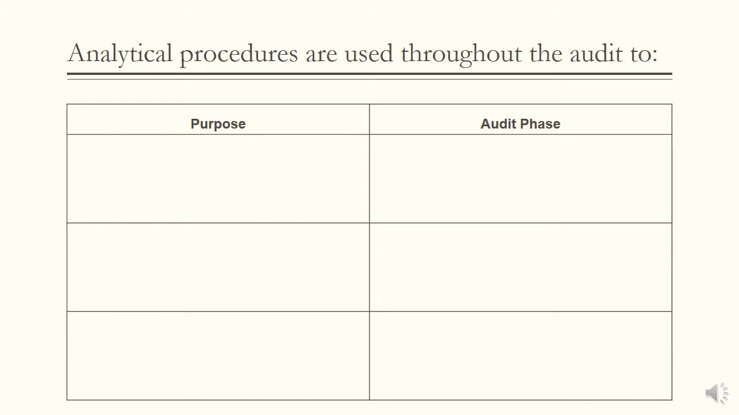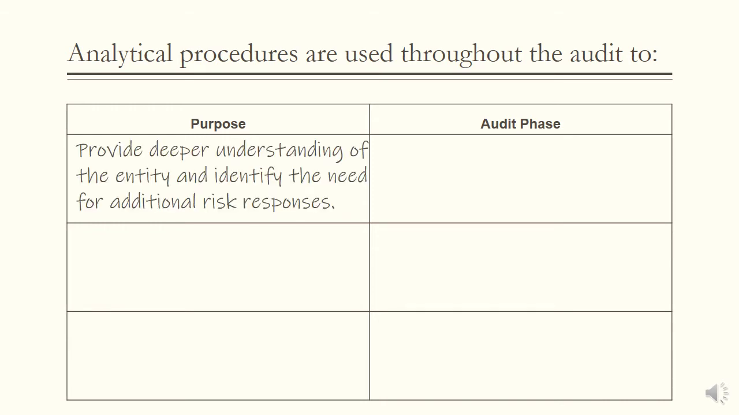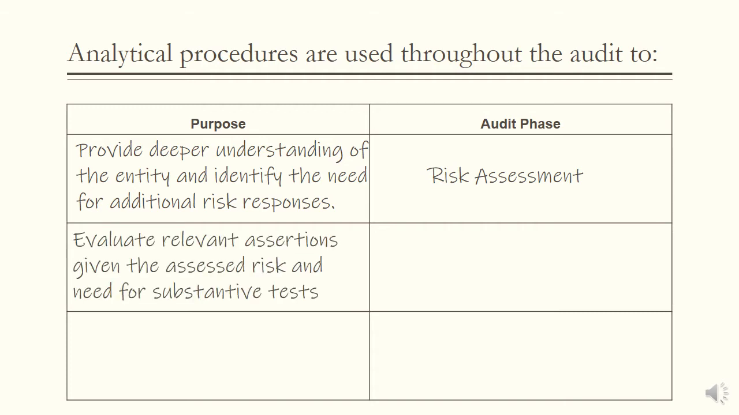Analytical procedures are used throughout the audit to provide a deeper understanding of the entity and identify the need for additional risk responses. This would occur during the risk assessment phase of the audit. Analytical procedures can be used during the audit testing phase to evaluate relevant assertions, especially as justified by the assessed risk level and the need for such tests.